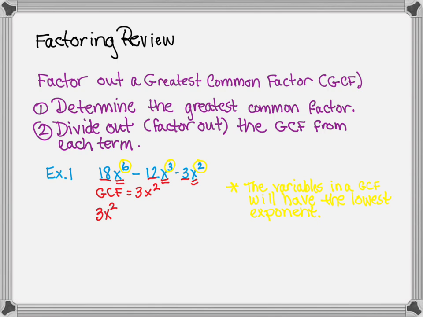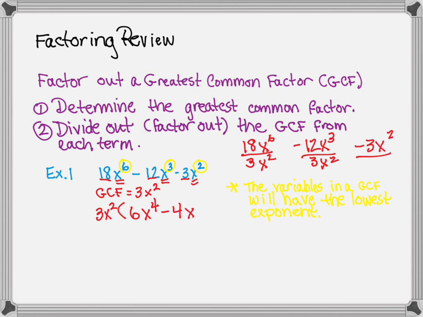So we're going to factor that out. And now we're going to take all of the original terms and divide it by 3x squared. So if I take 18x to the 6th divided by 3x squared, we have 6x to the 4th. If we take negative 12x cubed divided by 3x squared, we have negative 4x. And if we have negative 3x squared divided by 3x squared, we have negative 1. So we have 3x squared times the quantity 6x to the 4th minus 4x minus 1.